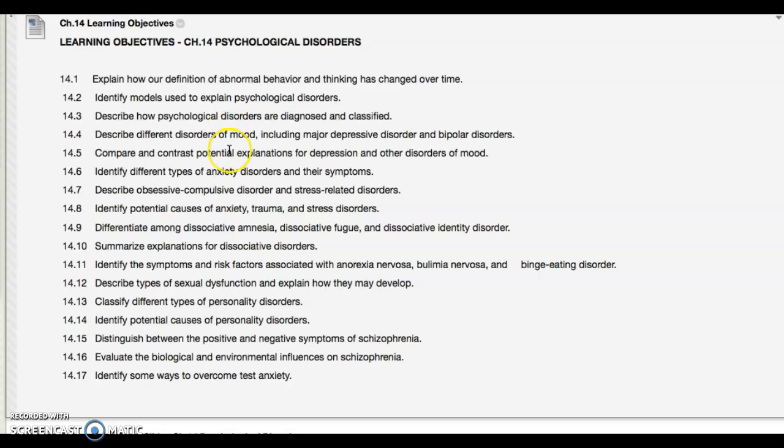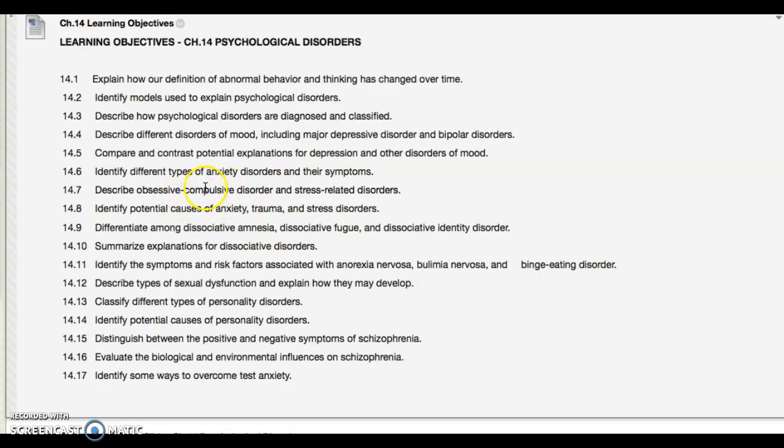The first category of disorders that we're going to look at are mood disorders, which includes major depressive disorders and bipolar disorders. And we'll take a look at comparing and contrasting different explanations for depression, its etiology and such, and other disorders of mood. And in fact, your discussion question for the week revolves around a possible etiology explanation for depression based on the work of Seligman and Meyer. So we're going to take a look at that in just a second.